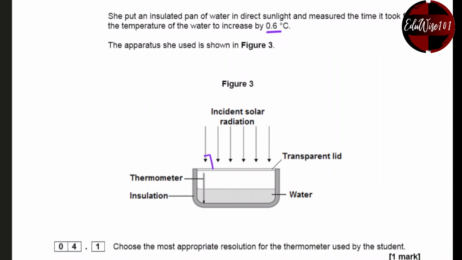So you've got the insulated pan, water inside, there's a thermometer, and the transparent lid, which means that the heat is not going to escape. The water, if it evaporates, is not going to escape as well. So the heat is going to be basically trapped, heating the water.